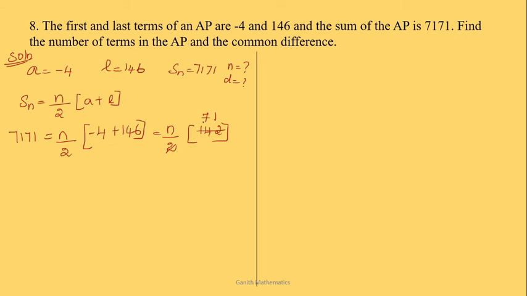Compare these two equations. When this 71 is in multiplication, it goes to the other side, and that will be in division. 7171 divided by 71 is equal to n. So when these two values get cancelled, this will be 101. So your n is equal to 101.